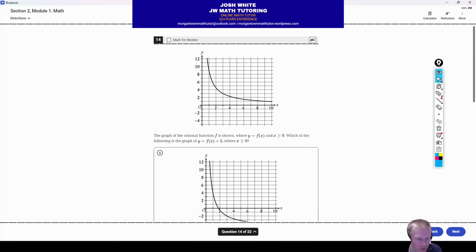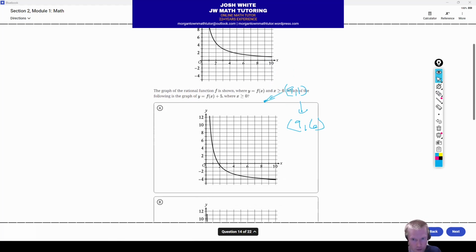Okay, so the easiest way to do this, I think, is to pick a point on this graph, and I'm going to pick this point right here, which is at 9 comma 1. And now on our answer choices, we're looking for this to be shifted up 5 units. So this is going to turn into 9 comma 6. So which of these answer choices go through the point 9 comma 6?